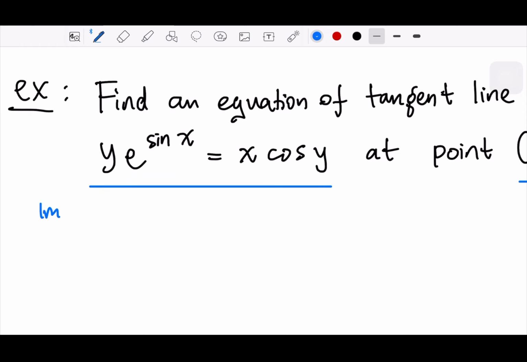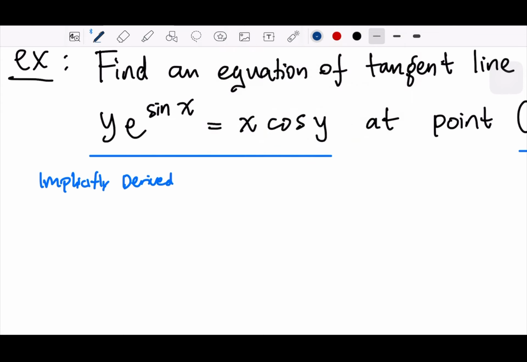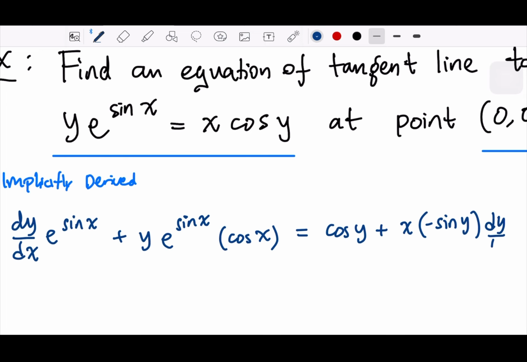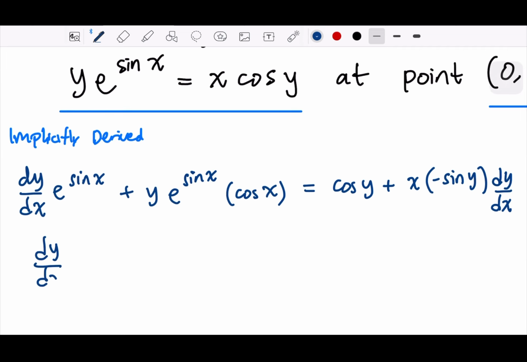So differentiate, so implicitly derive. This will be dy over dx, e^(sin x) plus y, e^(sin x), and then cosine x. And again, the same thing here. It's cosine y plus x so we can combine all dy over dx together.